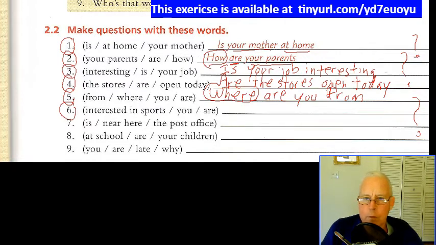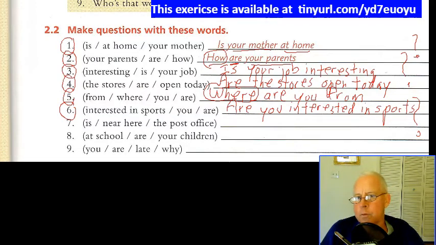Okay, this number 6 is yes, no. So, interested in sports, you are, well, we have to start with are, then you, and then the rest. Are you interested in sports? Yes? No. I'd probably pronounce, are you interested? Many people tend to leave that sound out, so we say, are you interested in sports?